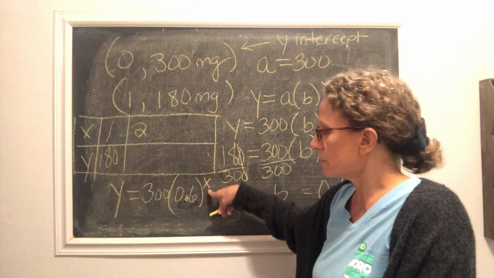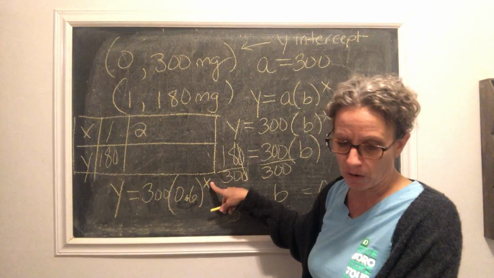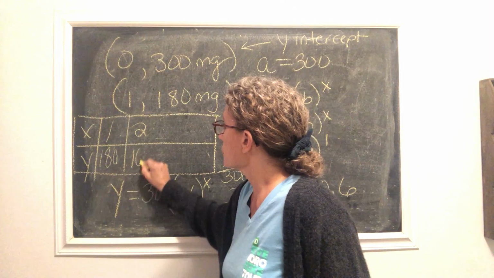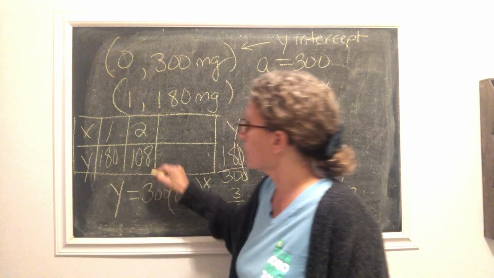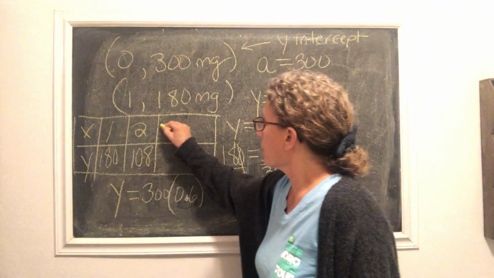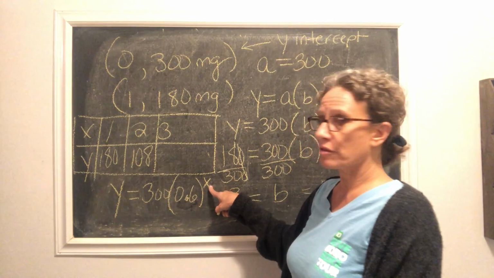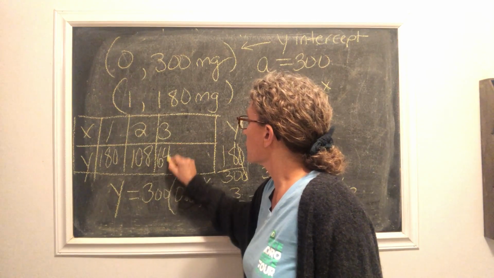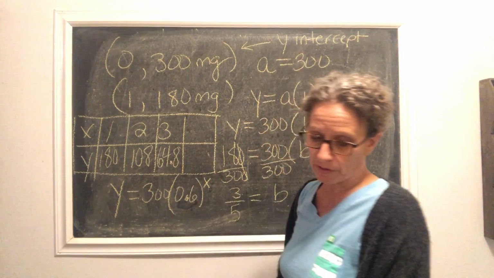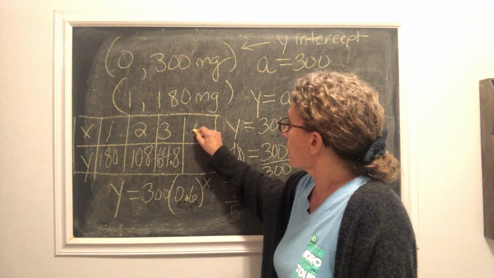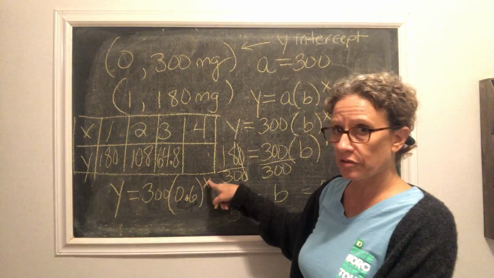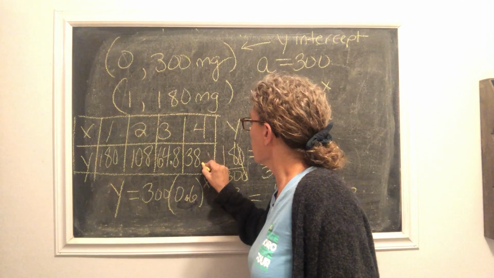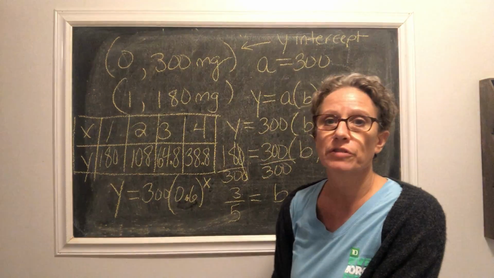And if I raise that to the second power, 0.6 to the second power, I get a value, and I multiply that by 300, and it comes to 108 milligrams in the bloodstream. On day 3, 0.6 to the third power, multiplied by 300, leaves me with 64.8 milligrams in the bloodstream. And on the 4th day, 0.6 to the 4th power times 300 leaves me with 38.8 milligrams left in the bloodstream.